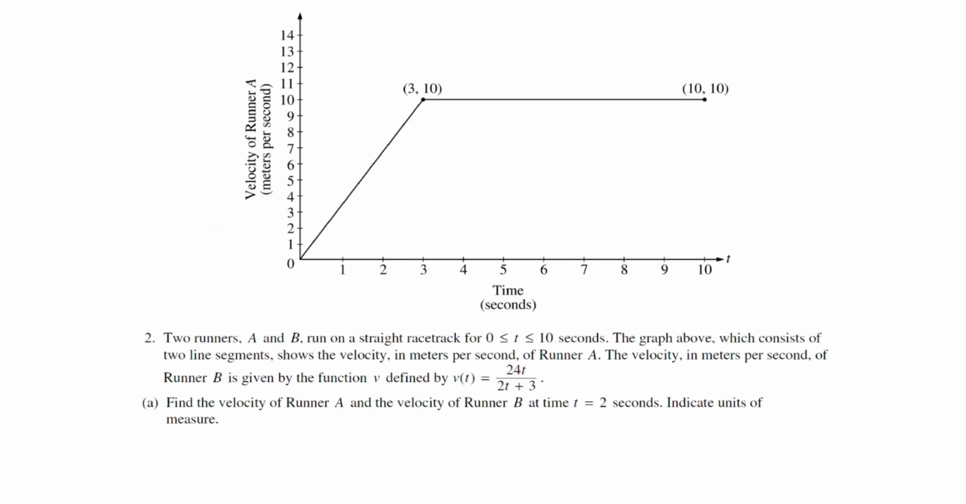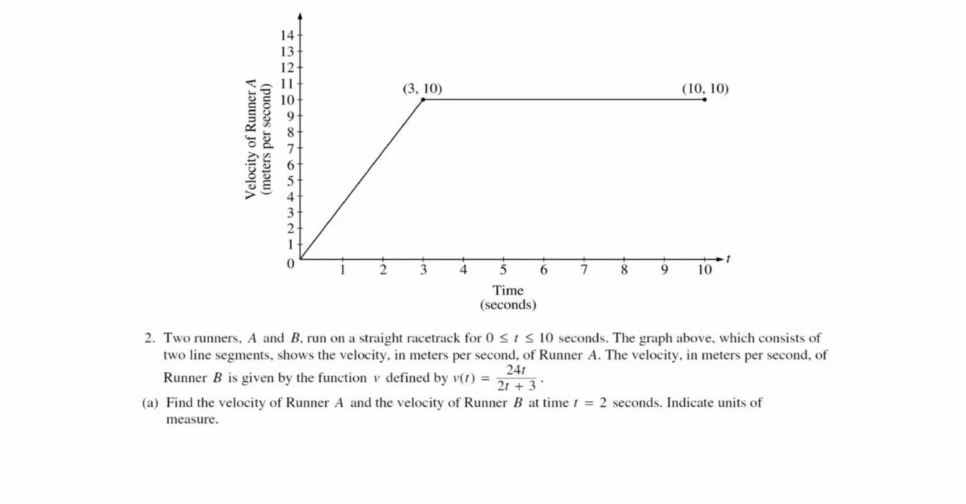All right, this is question number 2 from the 2000 AP Calculus AB exam. We have 2 runners running on a straight racetrack from t equals 0 to 10 seconds. And the graph above, which is 2 line segments, shows the velocity in meters per second of runner A. And the velocity in meters per second of runner B is given by this function v of t, which is 24t over 2t plus 3. We want to find the velocity of runner A and B at t equals 2.